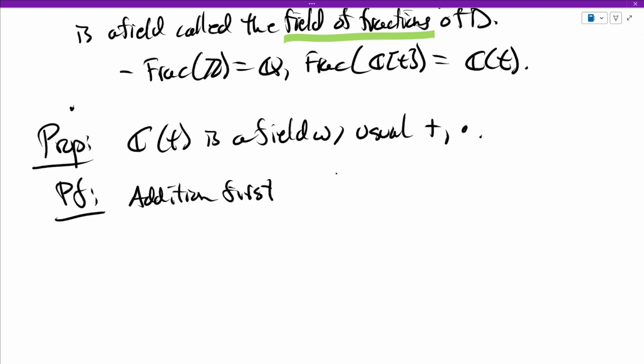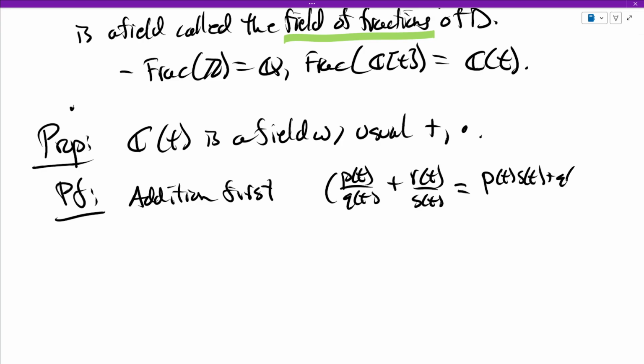Okay, so what's the addition? Well, it's P of T over Q of T plus R of T over S of T. Find a common denominator, so you cross multiply. So that's P of T S of T plus Q of T R of T over Q times S, right? That's how you add fractions. Okay, so that's the addition rule.